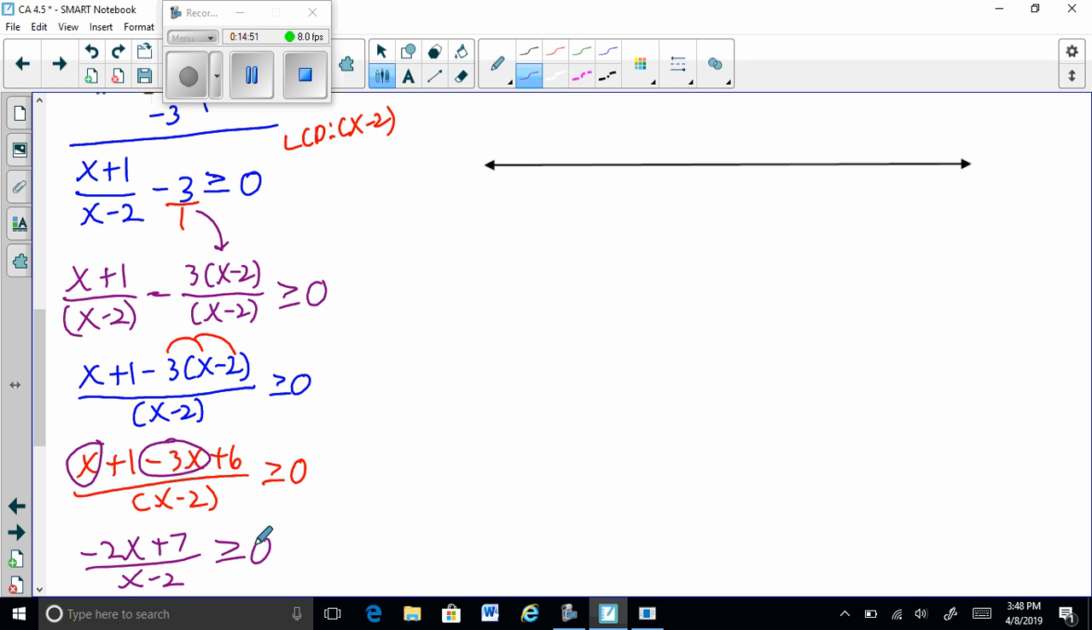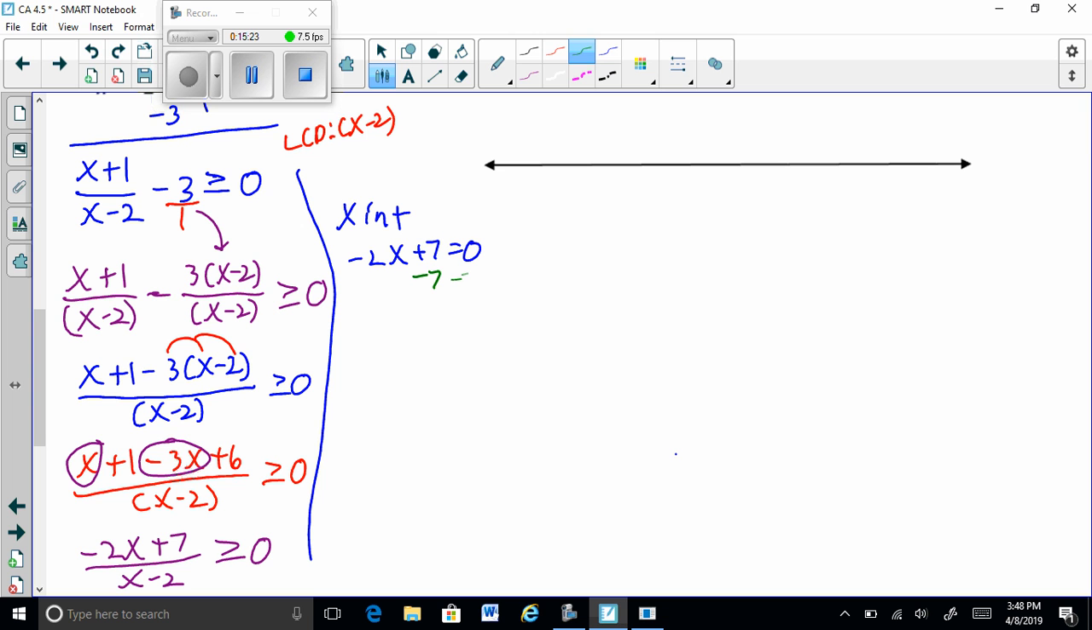Okay, so I feel like I should be done, but I actually just got started. I had to put it in a more friendly format to work with. So now I need to find my x-intercept and my vertical asymptote. So if I'm going to find my x-intercept, I take the numerator and set it equal to 0 and solve.